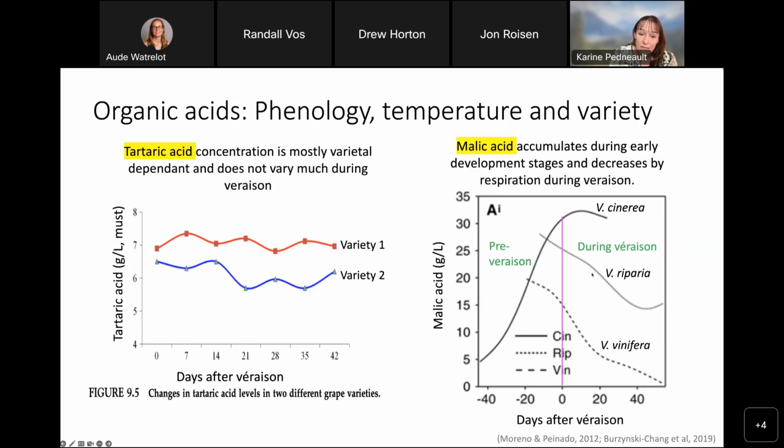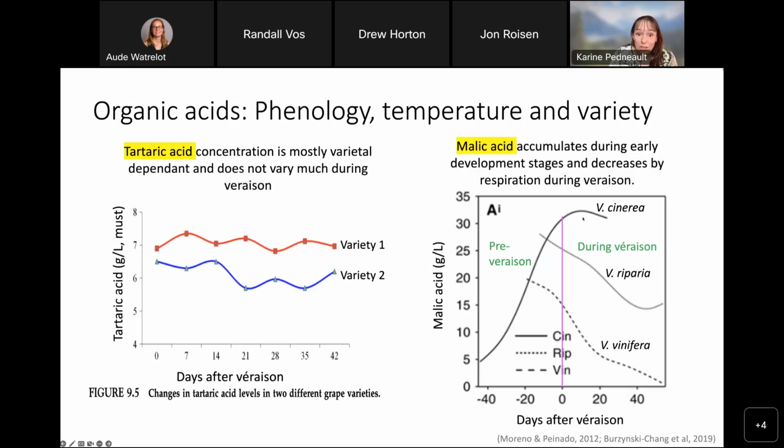Vitis riparia also follows the same curve, but the levels are much higher. And you know that Vitis riparia is one of the species that we find in cold hardy grapes, which gives the cold hardiness to many varieties that we grow in the north. So it's decreasing, but a little bit slower than Vitis vinifera.